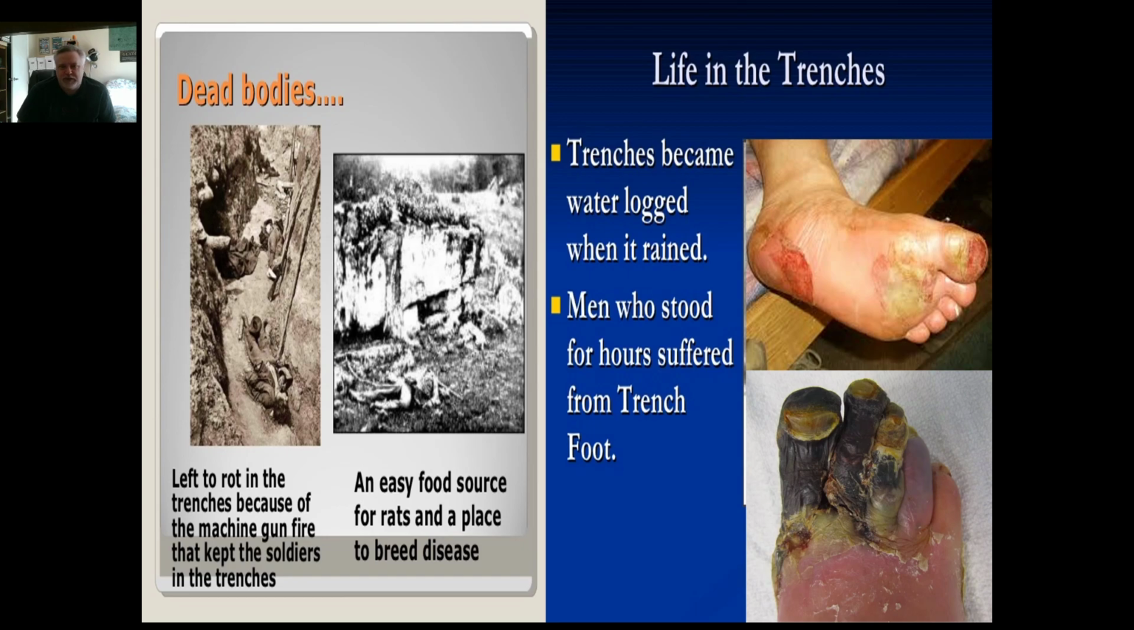One of the biggest problems they had was trench foot. The trenches were often waterlogged because there was not good drainage when it would rain. And your feet standing in this water would get blistered, and even sometimes, as is the case with this guy right here, get gangrene. And when it gets this bad, those toes have got to come off. All right.